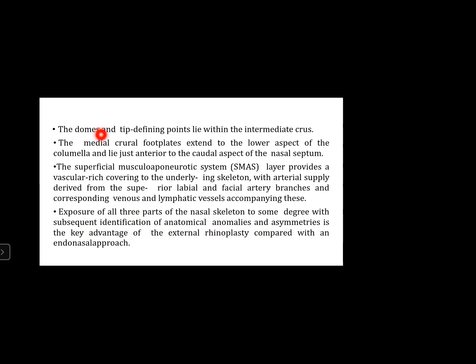So domes are very important, and tip defining points, they are called TDP. Tip defining points lie within the intermediate crus. So the dome of the nose lies in the intermediate crus. The TDP also lies in the intermediate crus. The medial crura foot plates extend into the lower aspect of the columella, just anterior to the caudal aspect of the nasal septum. So as you know, your fingers are the medial crura and they go into the caudal septum.